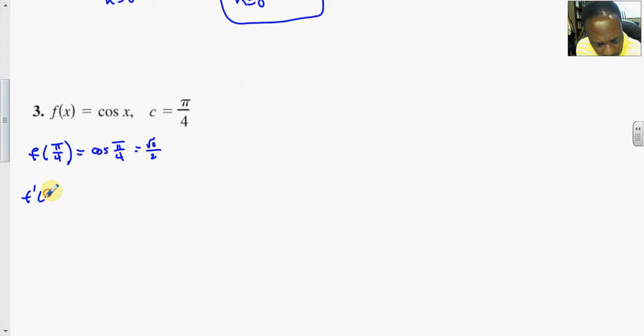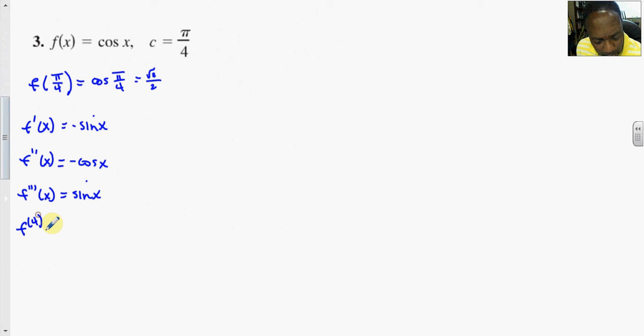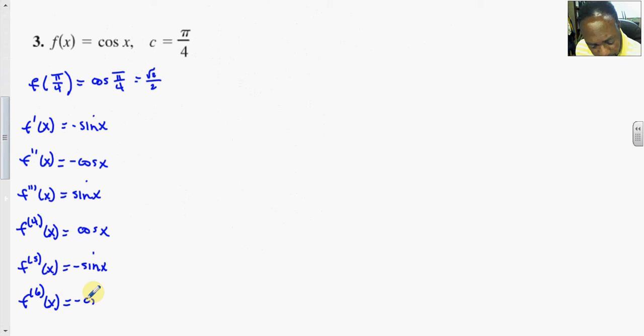f prime of x is negative sine x. f double prime of x is negative cosine x. f triple prime of x is negative times a negative, so negative sine x, we get positive sine x. The fourth derivative, cosine x. The fifth derivative, negative sine x. The sixth derivative, negative cosine x. So we evaluate at c equal to pi over 4.